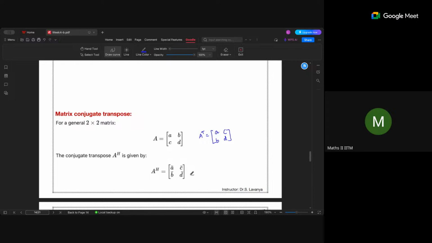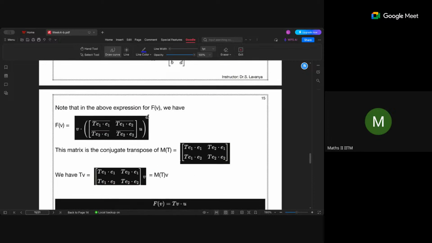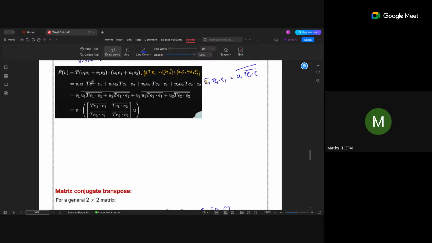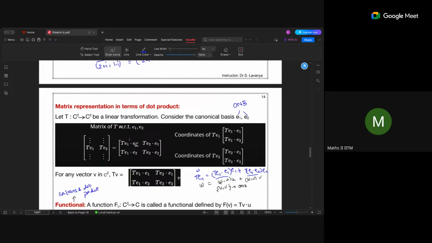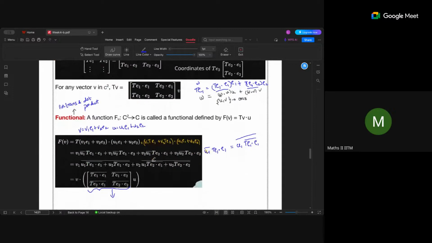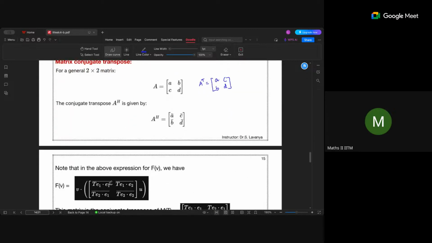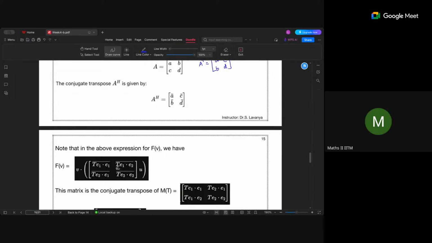Both are the same. Okay. So now you see that, note that in the above expression for f of v, in this expression, what is this term? What is this here? This expression here. What do you notice here? This is the matrix we saw here, right? This is the matrix we saw here, and the complex conjugate is present, right? So you see that f of v is this expression where this matrix here is nothing but the conjugate transpose of m of t, right?